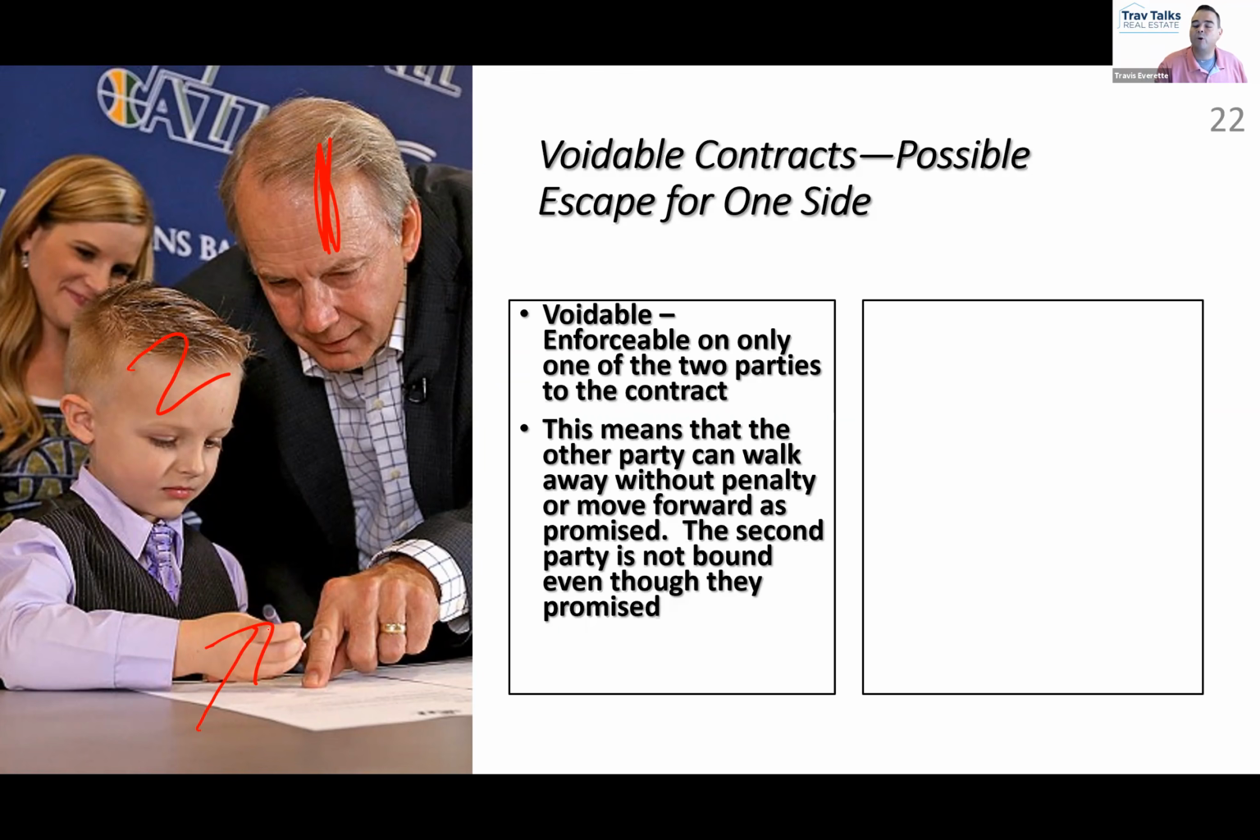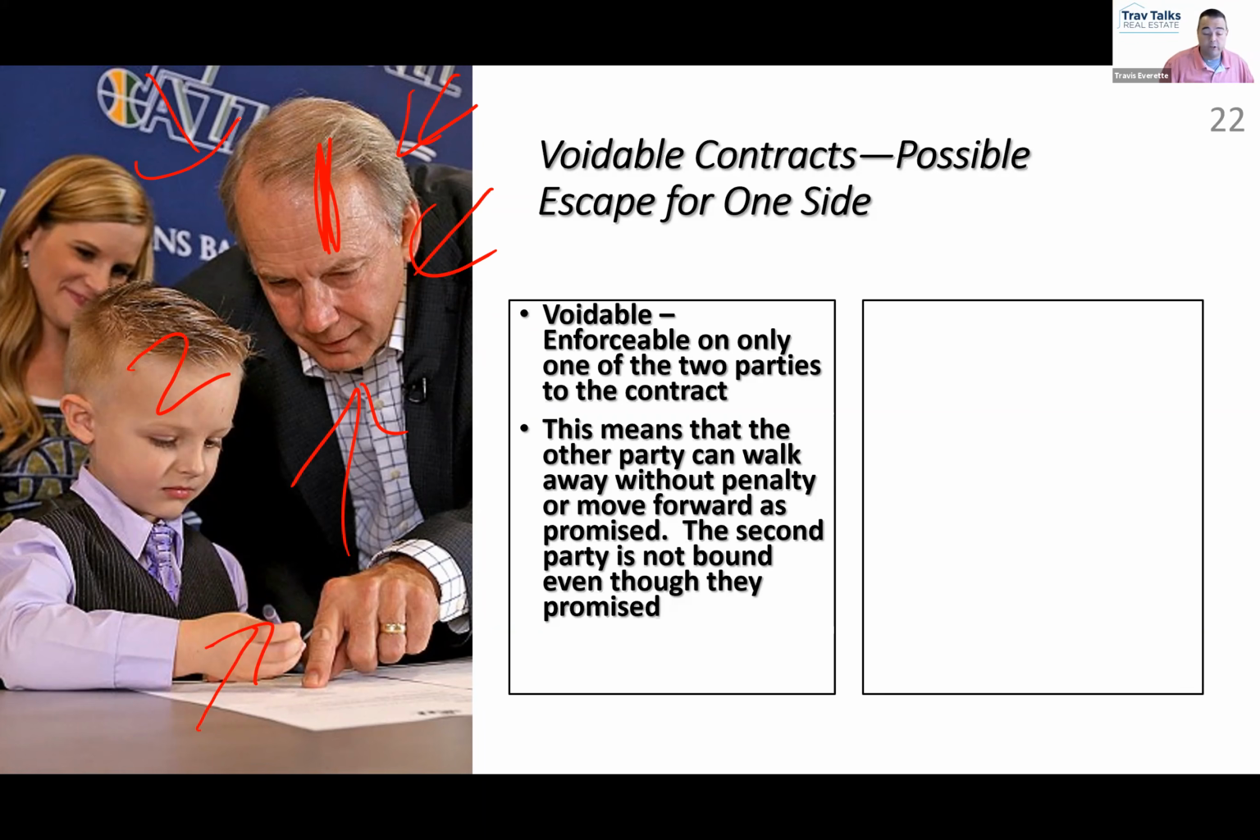It's not going to destroy the validity of the entire agreement. The only promises that are going to be unenforceable are the ones made by party number 2 here. Everything promised in that agreement by Lester the molester right here is going to be enforceable because he is a what? An adult.